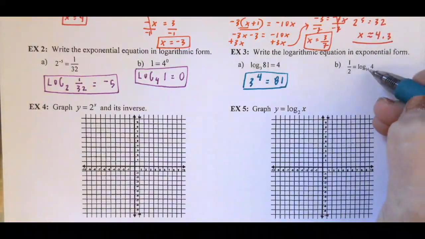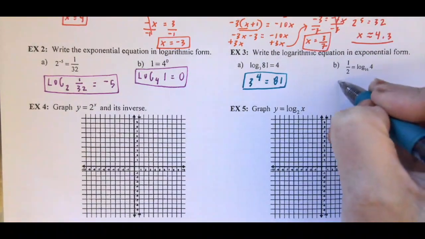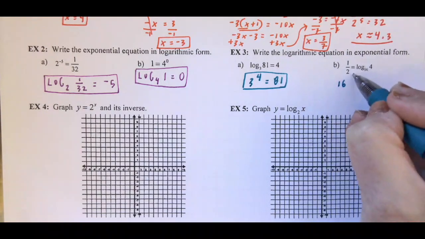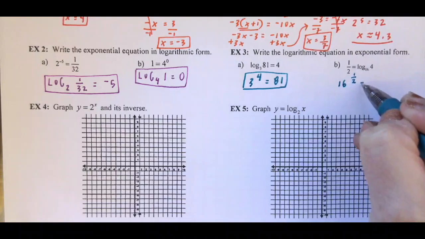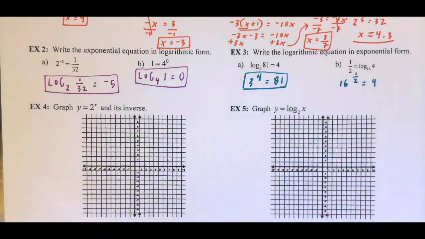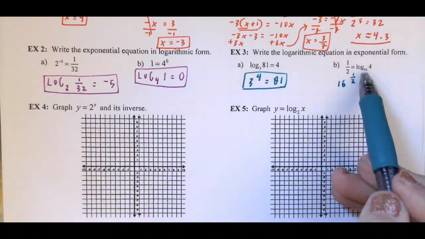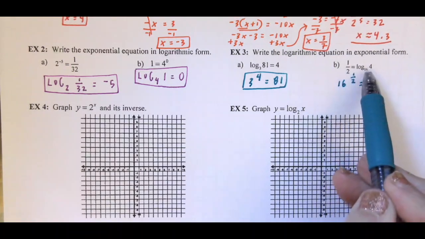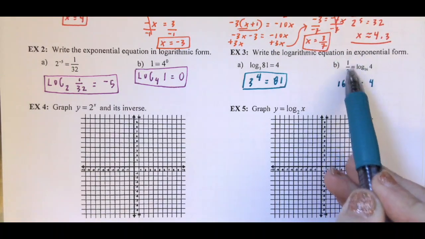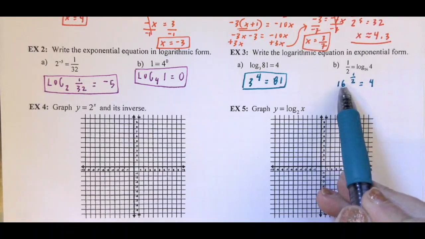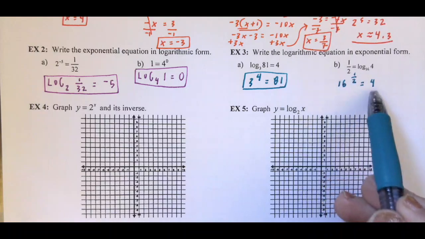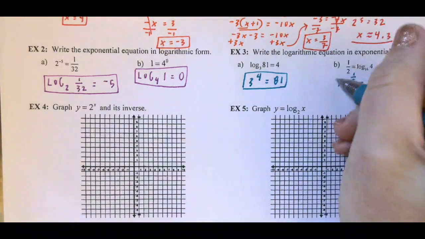Okay, here's my base of 16. So 16 to the 1/2 power, it's the same as saying the square root, is equal to 4. Right, base 16, 4 is the argument, 1/2 is the exponent. So 16 to the 1/2 power equals 4, or square root of 16 equals 4. Yes, that makes sense.